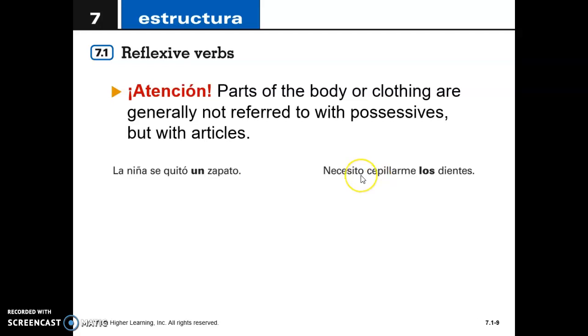So in here, well, that is the contrast with English, that I will use the articles, those articles that we learned in Spanish 111, talking about indefinite articles and definite articles. It's going to be different than saying I'm going to remove my shoe or I'm going to brush my hair. In Spanish, we say la niña se quitó un zapato or necesito cepillarme los dientes. We don't say necesito cepillarme mis dientes. That's a little bit redundant since we already know that we're talking about myself.